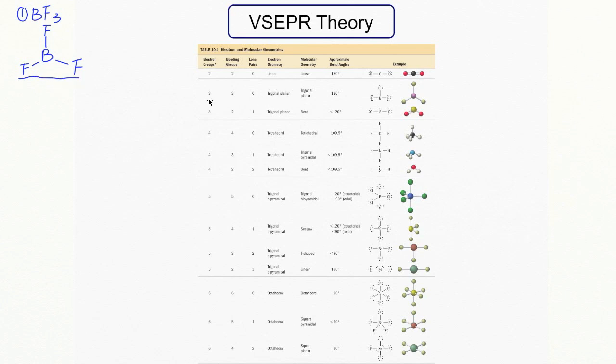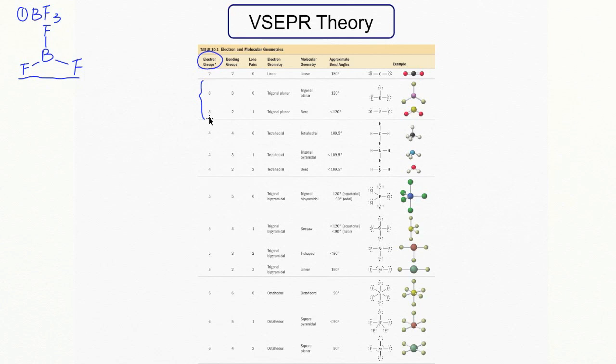Now let's use this table. First column, the number of the electron groups. That's the second step. We need to determine the number of the electron groups. Remember, electron groups means lone pairs and chemical bonds. So when you look at the boron center, it has 3 B-F single bonds. That means you have 3 electron groups.